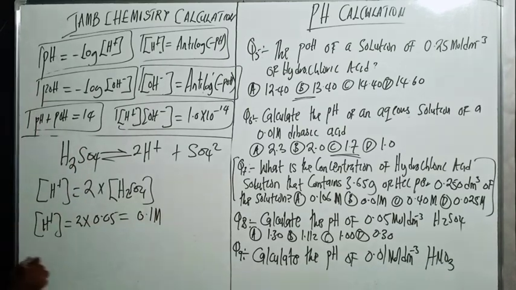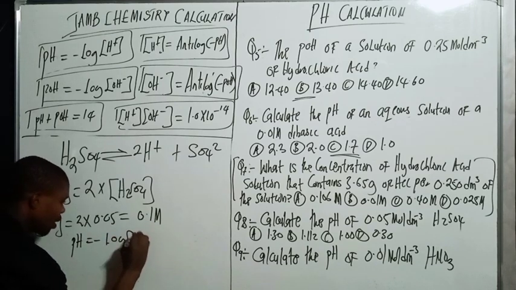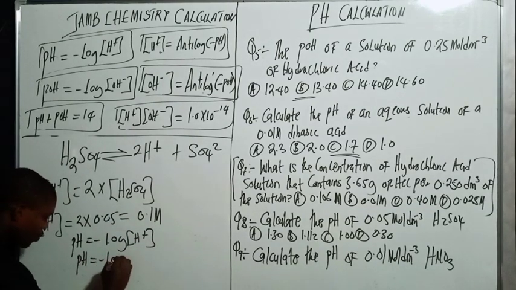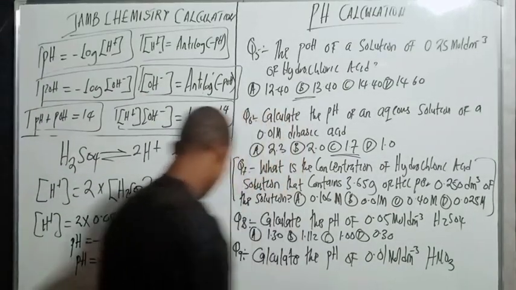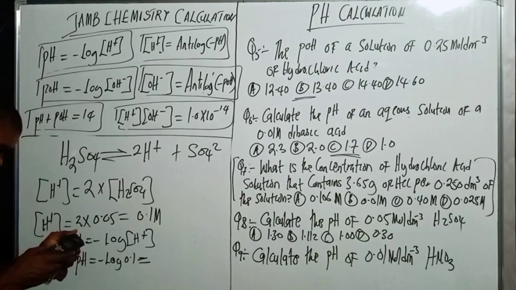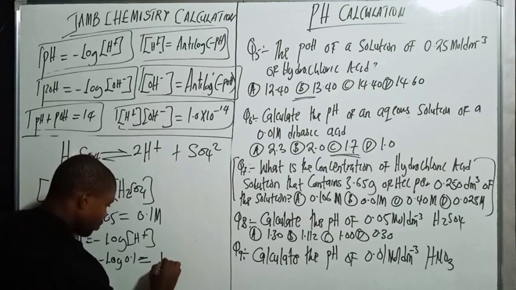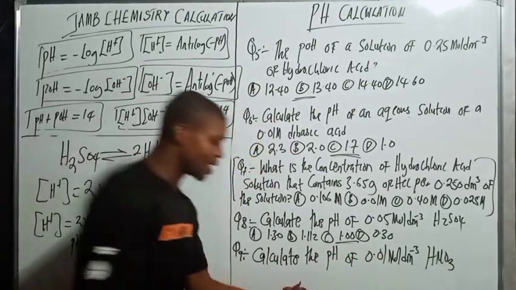So what would be my pH? My pH is going to be minus log H plus, right? So pH equals minus log 0.1. Here we have 1. So the answer is 1.0. So this is the answer here. So you go ahead and try this number 9 for me.